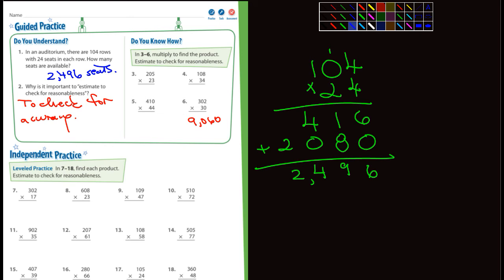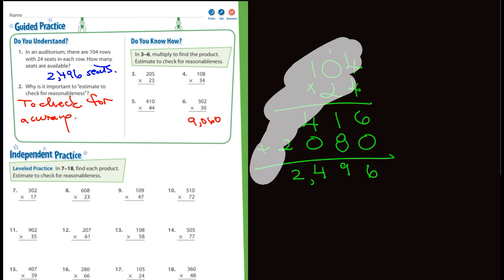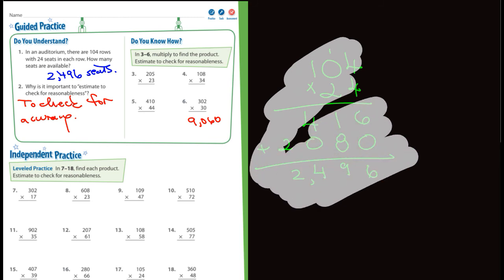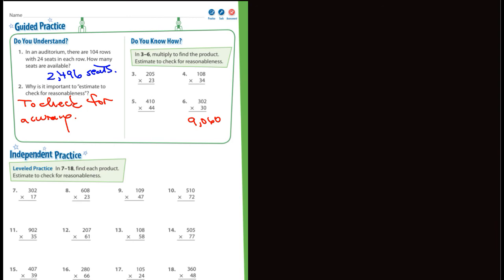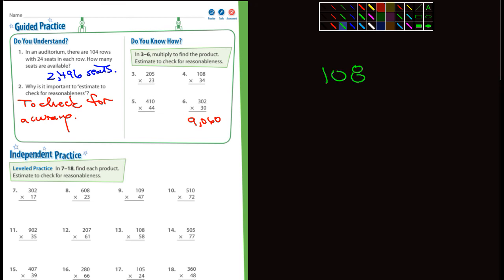Number 2, I'd already written, again, in the previous video to check for accuracy. Number 6, you can see that I've done that there. I think I did that for a student earlier, and the answer is 9,060. And then down at the bottom of the page here, you can see 7 through 18. I did 18 for somebody also, but let's do number 13 here.